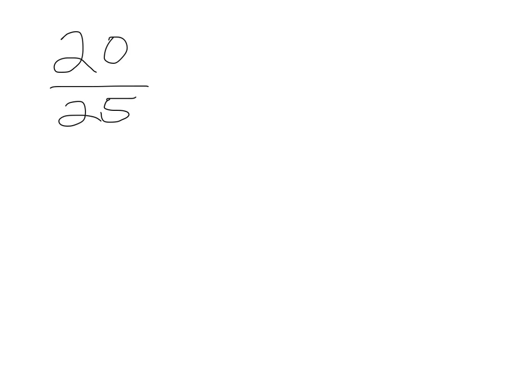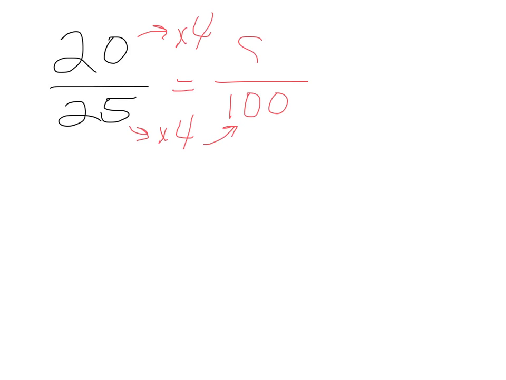And last but certainly not least, we have this fraction 20 over 25. The first step we do is we write that as a fraction over 100. To get to 100 from 25, we're going to multiply by 4. We also need to do the same thing to the top, multiply by 4. And that's going to give us 20 times 4 gives us 80 over 100.